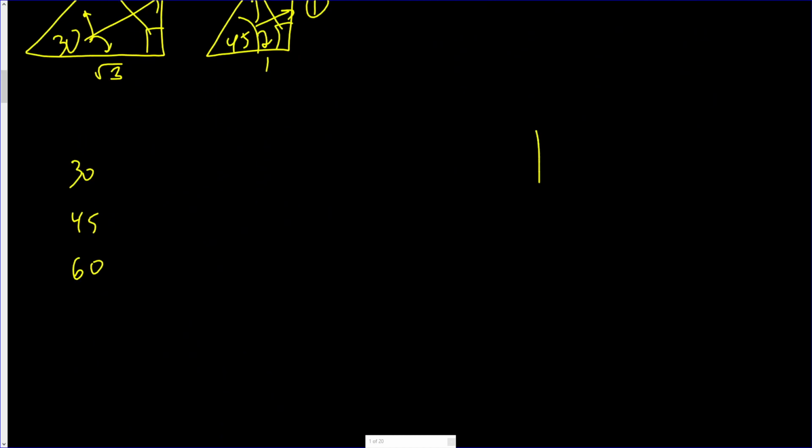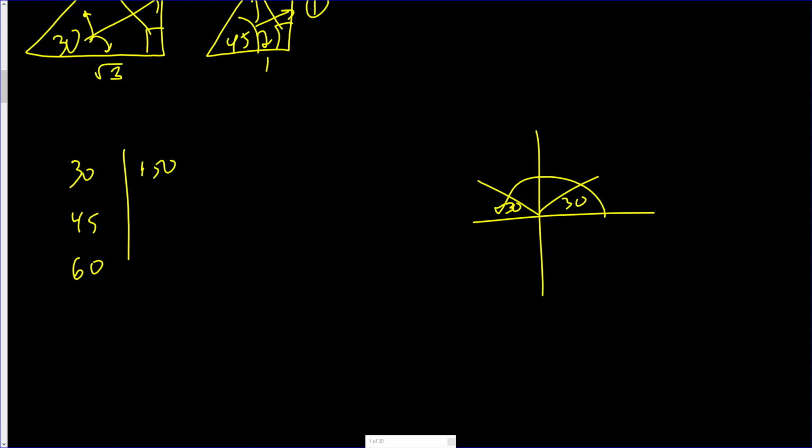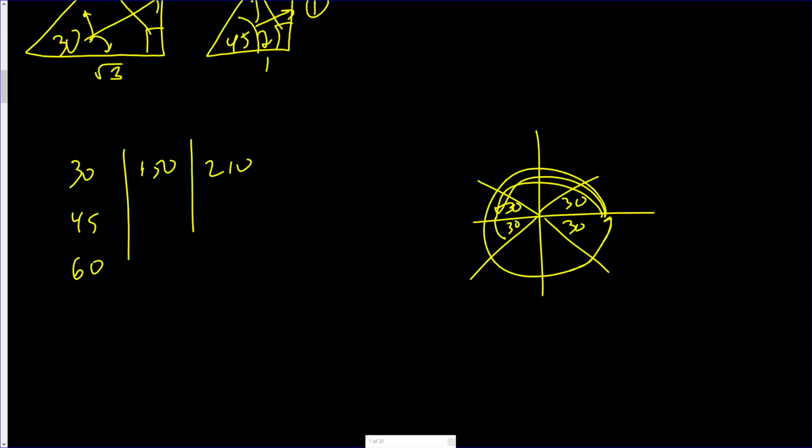Okay. If that's 30, you get 30. If this is 30, it's 180 minus 30, 150. If you go to there and it's 30, it's 180 plus 30, 210. If it's 30 here, it's 360 minus 30, or 300. Okay, I got that one pretty quickly.